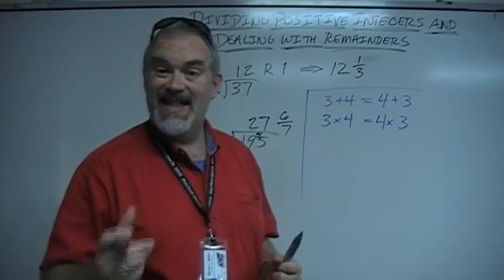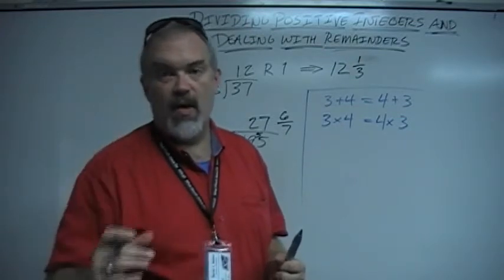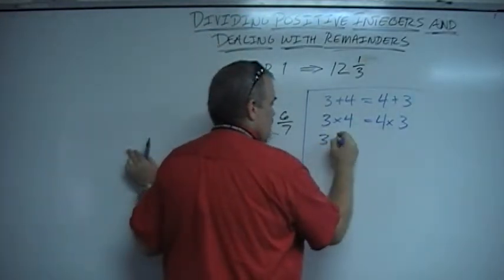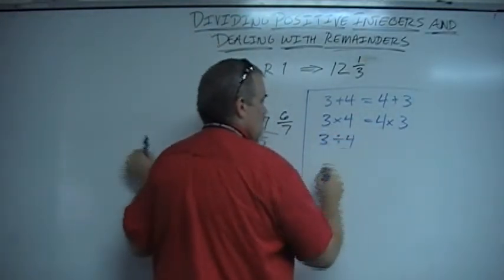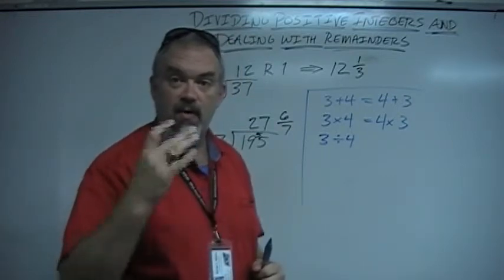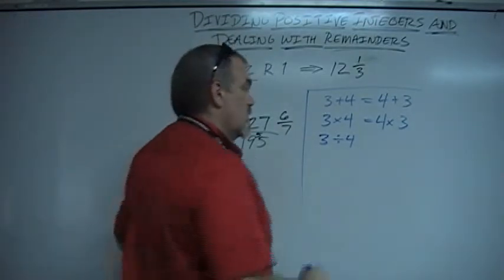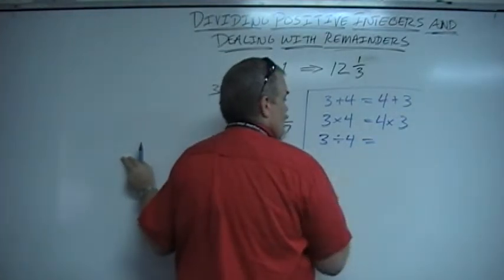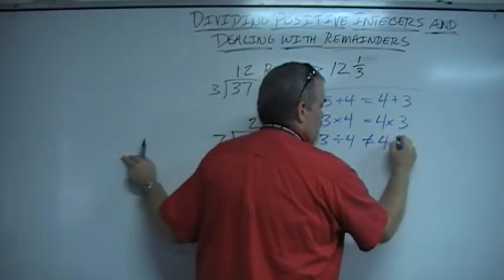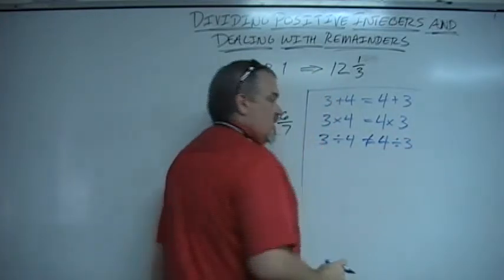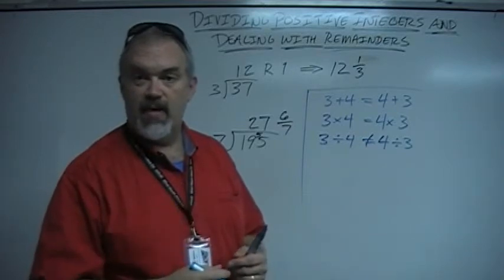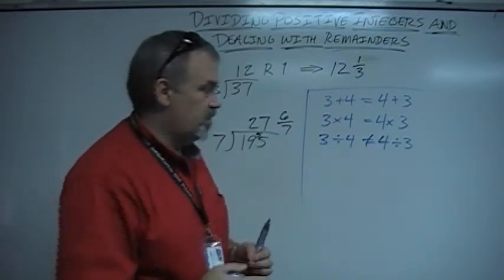However, this does not work. The commutative law does not work with division. Using the same example, 3 divided by 4, which you should know is 3/4, 3 over 4, is not the same. It's not equal to 4 divided by 3. Because 4 divided by 3, that's 4/3 or 4 over 3. Those are not the same thing.